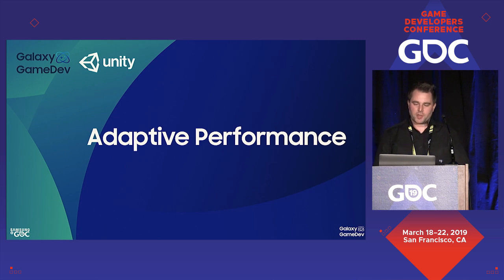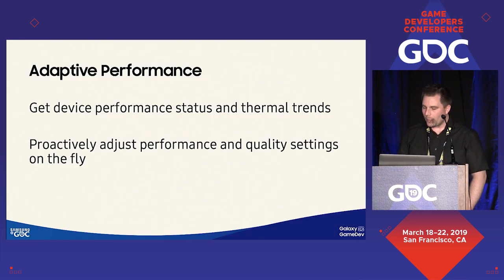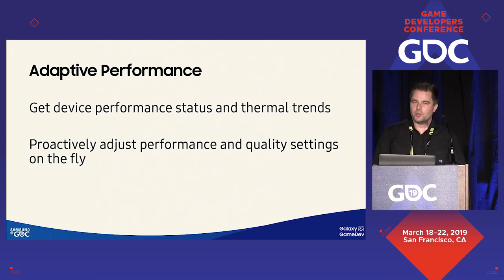So we at Unity work together with Samsung to improve the SDK, to make it suitable for our users and integrate it properly into Unity's adaptive performance system. What that actually means is that it's now possible for Unity's developers to easily obtain the device performance status and also the thermal trends. And you can now proactively adjust performance and quality settings over time, on the fly during runtime, which was a pretty hard thing to do before that.